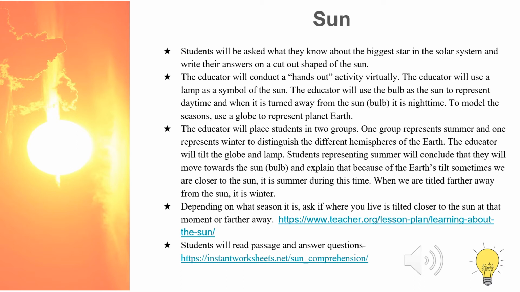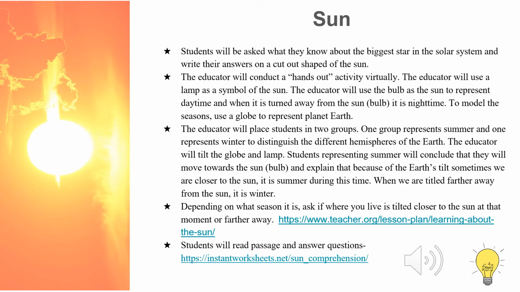The students in summer will conclude that they will move closer toward the sun, which is the bulb, and explain that that happens because Earth's tilt helps us get closer sometimes to the sun. And when we're tilted farther away, meaning Earth is at a distance from the sun, it can be considered winter. The educator will explain to students that depending what season it is and where you live, you can be closer to the sun or farther away.